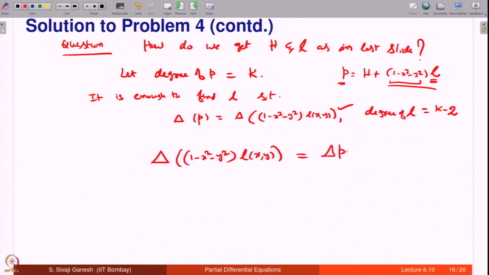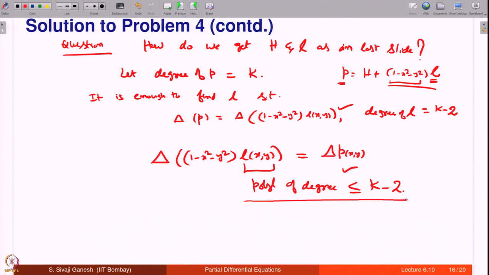Here notice the right hand side is known, P is a given polynomial, so this is known. So, we want to solve this. Now, it looks like an equally difficult problem. Luckily, it is not that difficult because we are only looking for L, which is a polynomial of degree less than or equal to k minus 2. That really helps us, because polynomials of degree less than or equal to k minus 2 form a vector space of finite dimension. That makes our job easy, as we are going to see on the next slide.